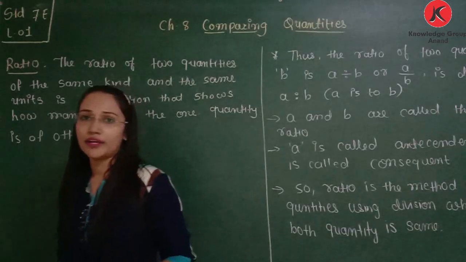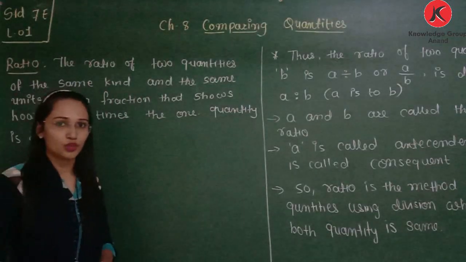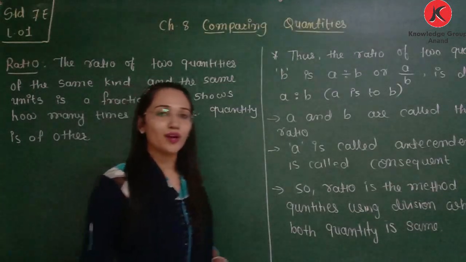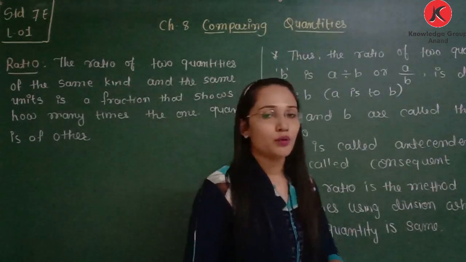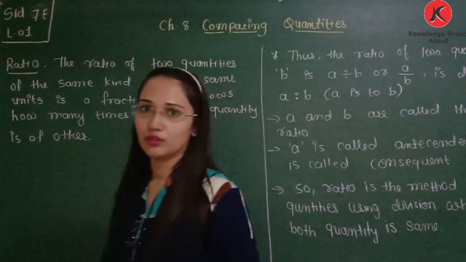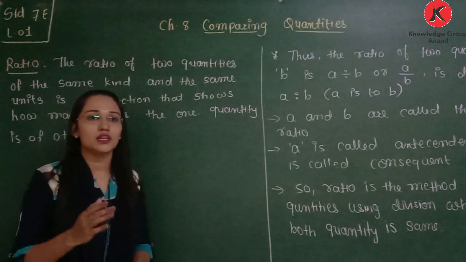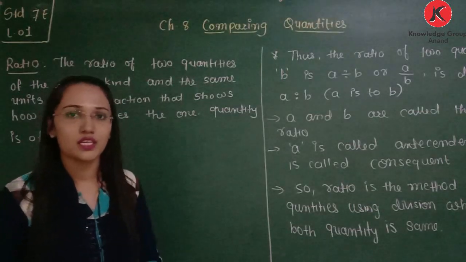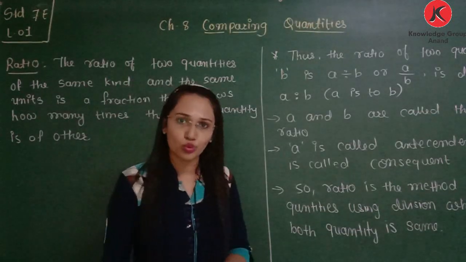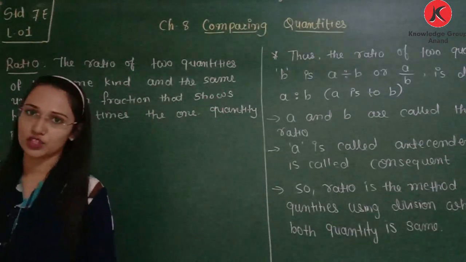Now you already learned about ratio and proportion in 6th standard. In ratio, what did we perform? We performed the division of two quantities that are given for a question. Ratio is like a fraction. It is a method of comparing two quantities using fraction, or you can say division.